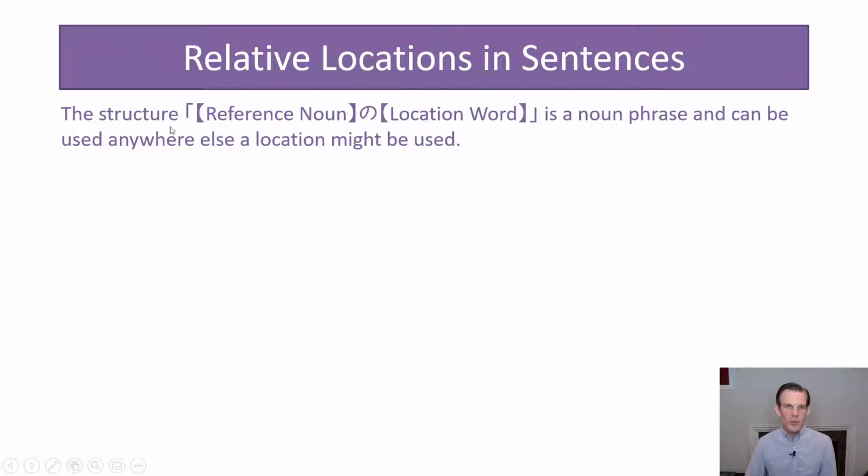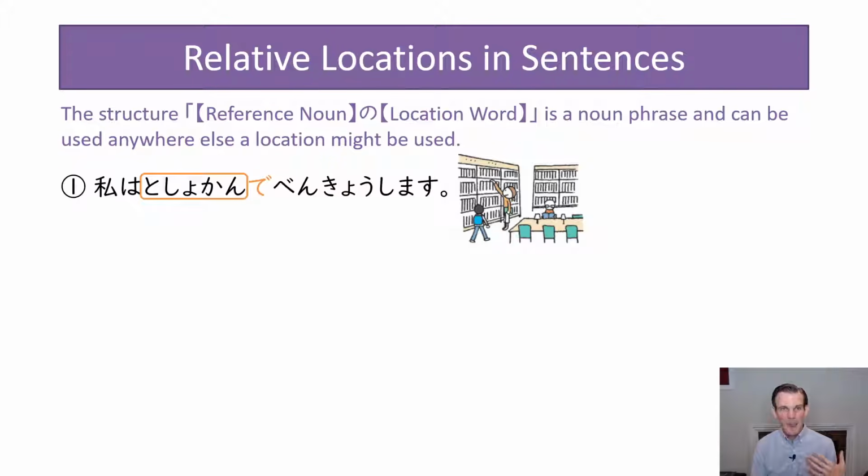So we can use this reference noun no location word in any position that a noun phrase would normally be used for a location, right? So let's look at some examples of that. For instance, I study at the library. 私は図書館で勉強します. Right? So here our location is just 図書館. But we could also use a reference noun, no location word, in this exact same position.